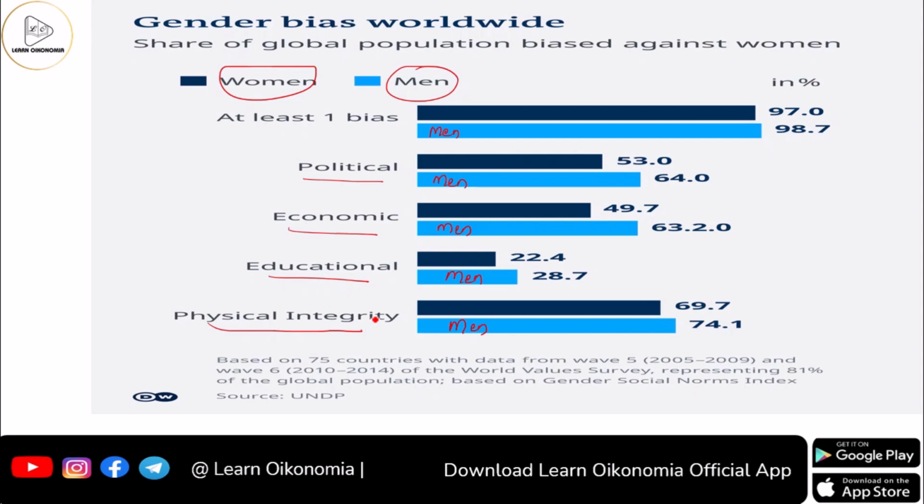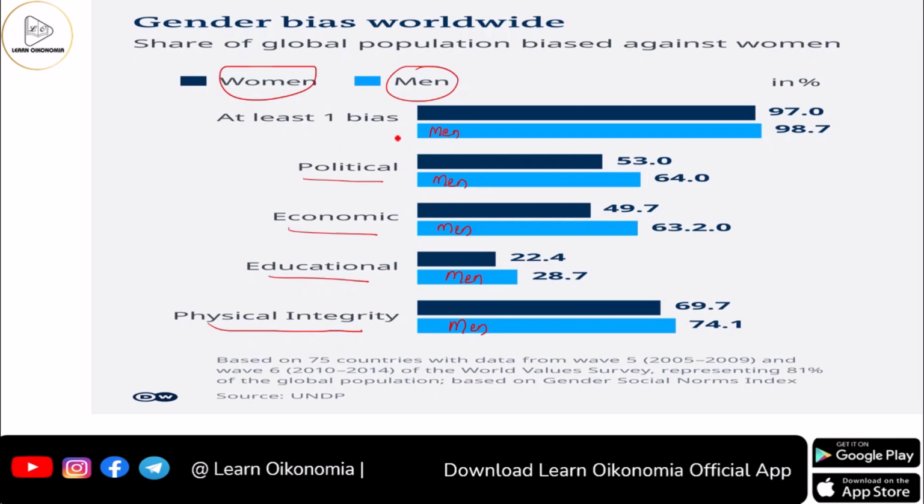This organization collected data from both men and women regarding their bias against women. They asked both men and women how they feel: whether they consider gender equality important, or gender inequality important, what is their opinion. This organization goes and asks people. So the share of global population biased against women is what is shown here.